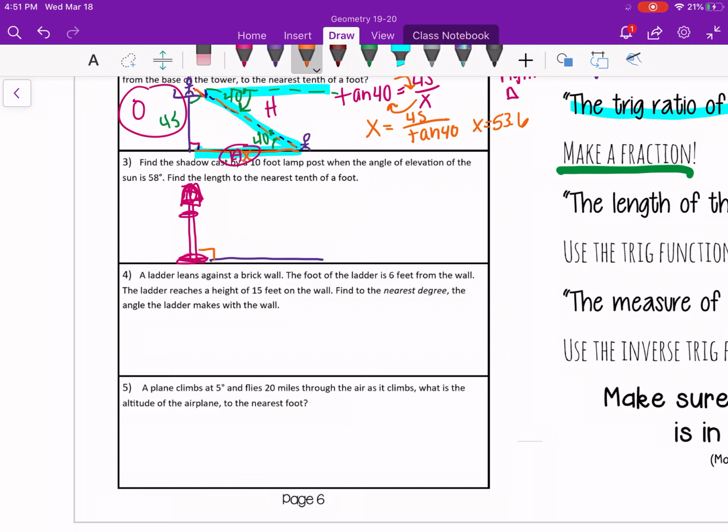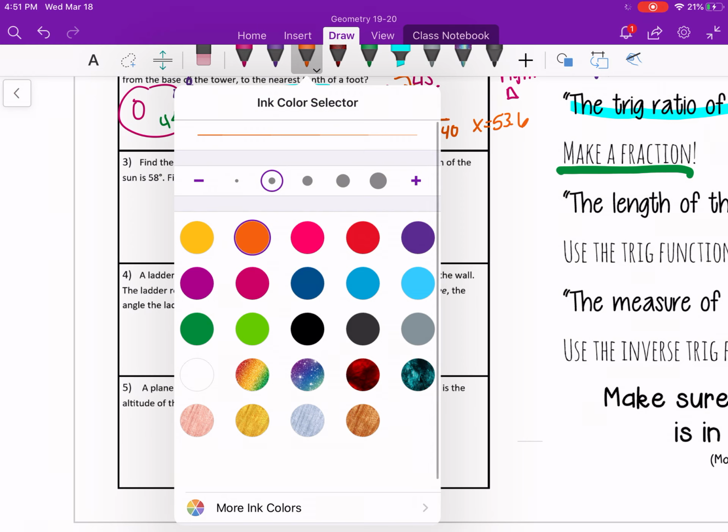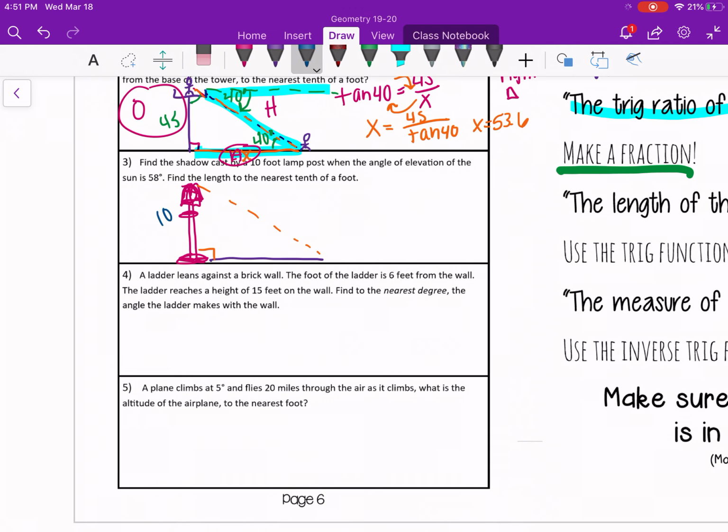So look for the obvious right triangle. And it says that the lamp is 10 feet tall. And it says the angle of elevation. Remember, angle of elevation is always off the ground. So this is 58 degrees. So label your sides. This is my hypotenuse, my opposite, my adjacent. Circle. And then it says find the shadow cast.